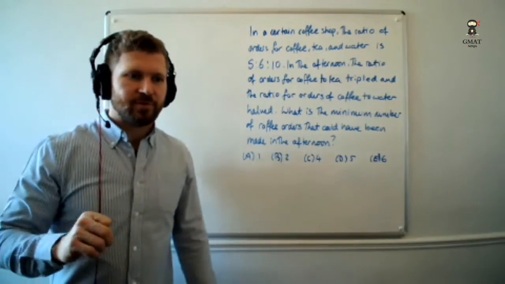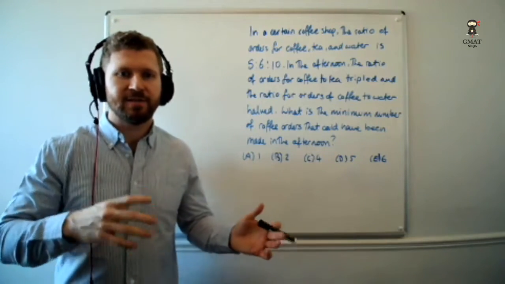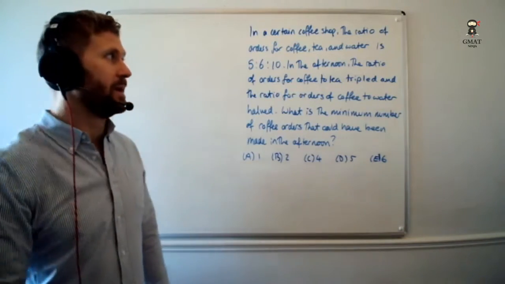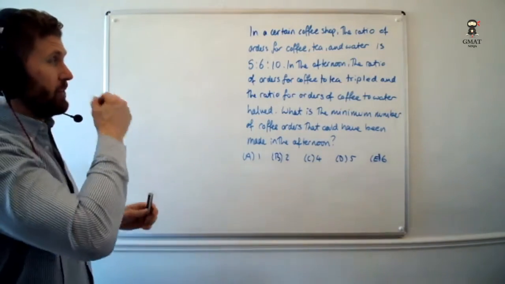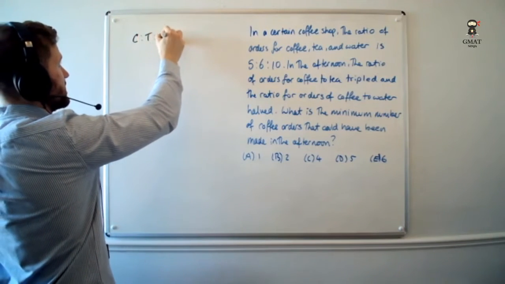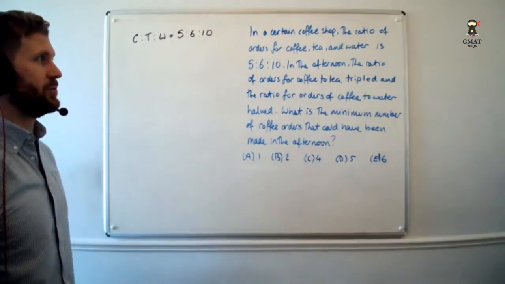A couple of things to focus on are to be very careful with the variables, be careful how you write things out, how you lay things out so that you don't get confused with your own working. So what we can say to begin with is our ratio of orders for coffee to tea to water is 5 to 6 to 10. That's our ratio in the morning.